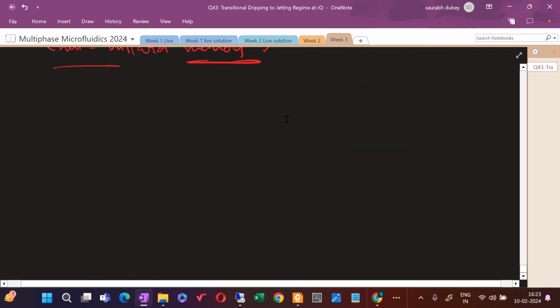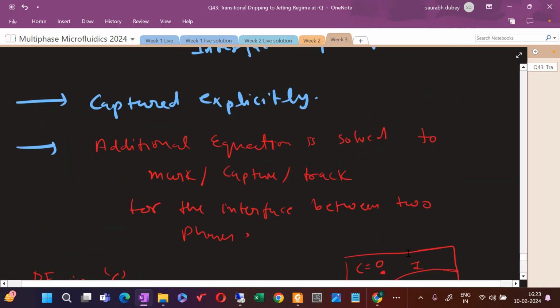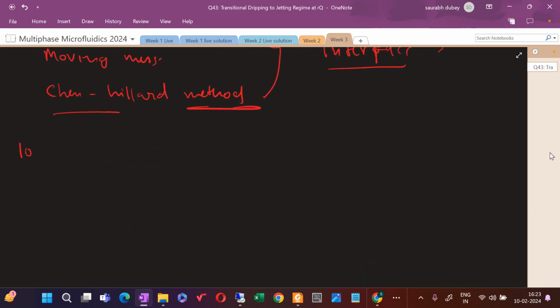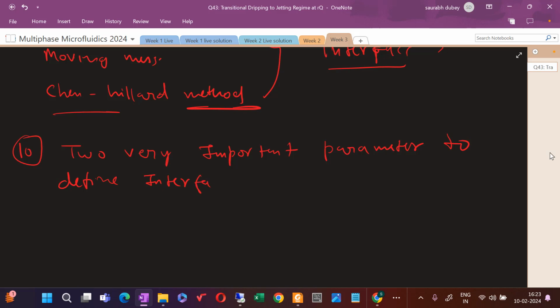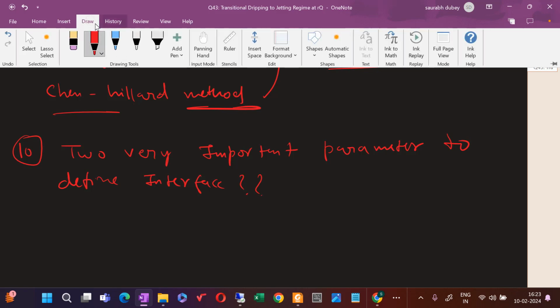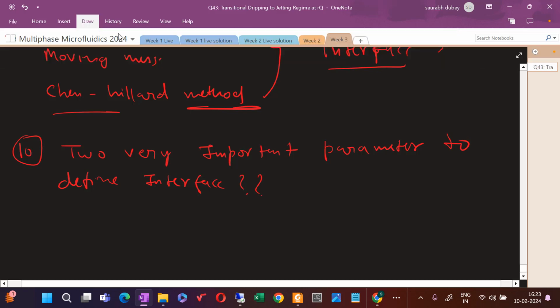So what are the two equations very important at the interface? So question number 10 is: two very important parameters to define the interface. What are the two very important parameters that will define the interface? When you think about that, this was there.